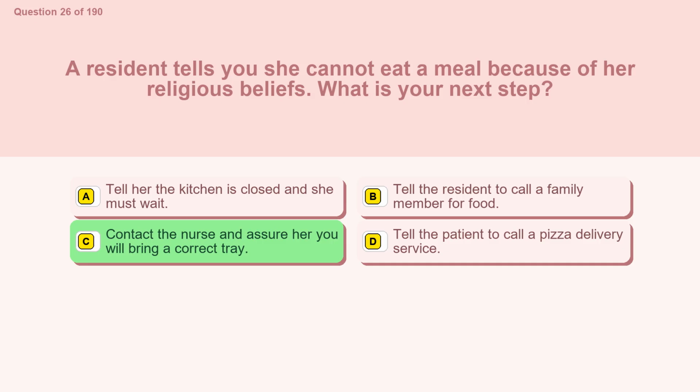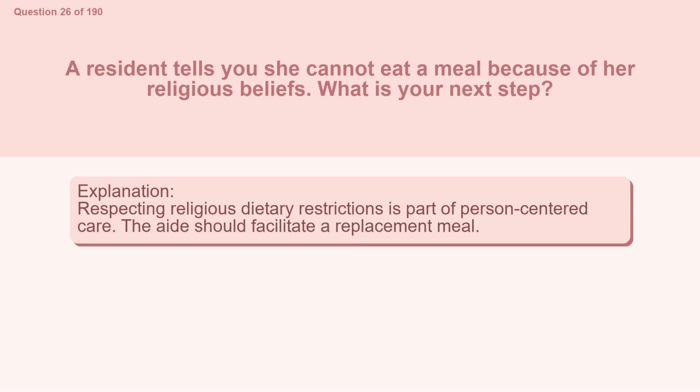The correct answer is option C, contact the nurse and assure her you will bring a correct tray. Respecting religious dietary restrictions is part of person-centered care. The aide should facilitate a replacement meal.